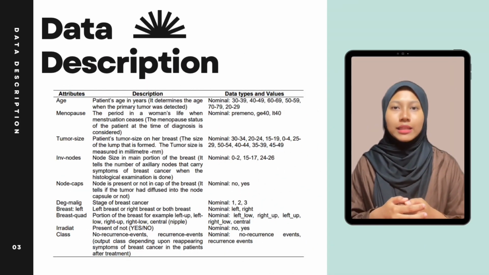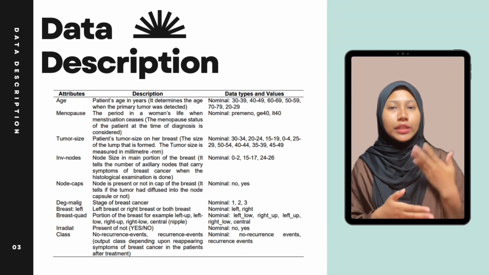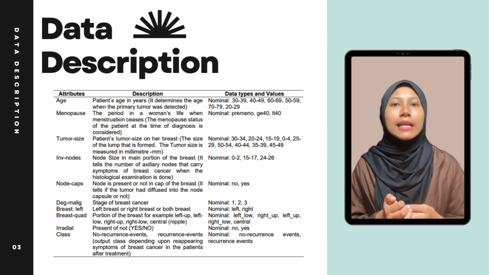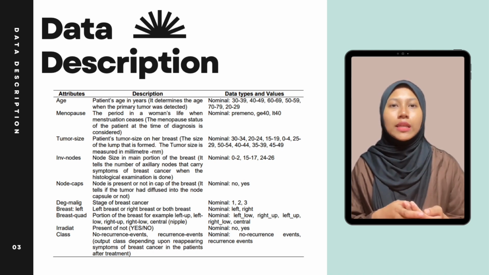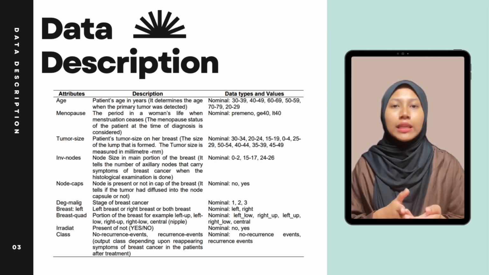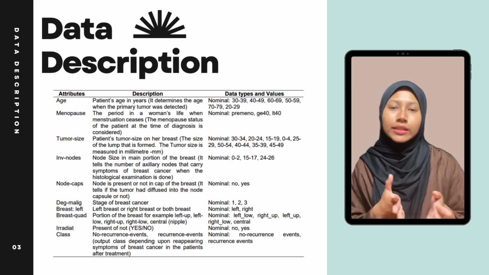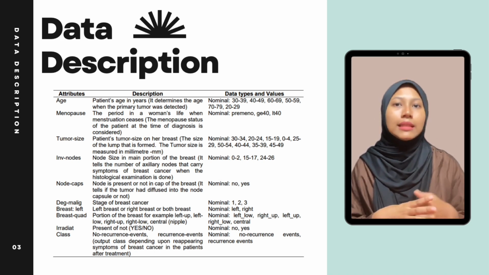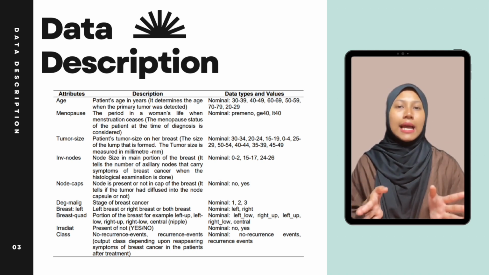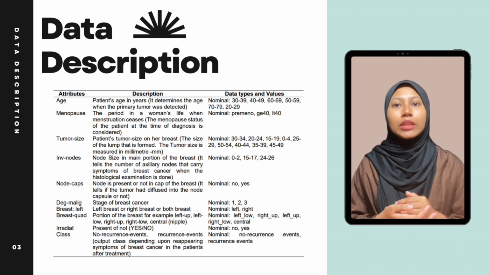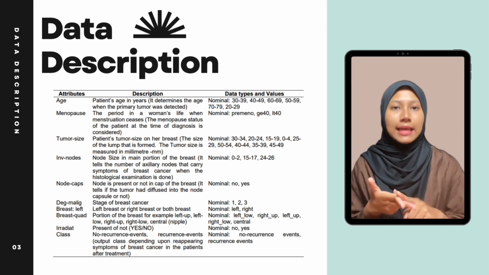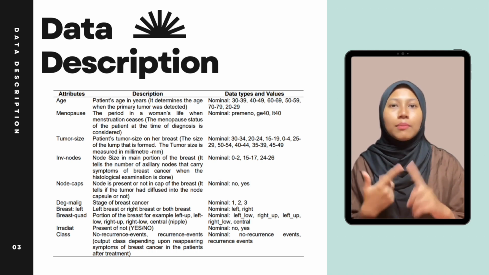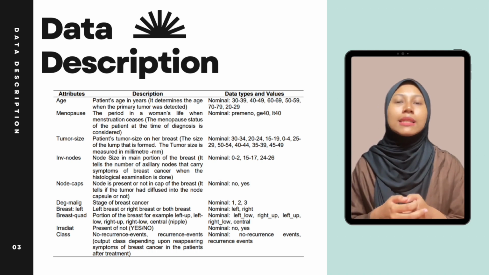Now, continue with the data description. For your information, the data for this research was collected from the UCI machine learning dataset. Initially, the original data consists of string values and numeric values. In order to enable the association analysis and others, we have transformed the data to nominal data type. As you can see in this slide, this is the breast cancer dataset description. We have 9 attributes, which are age, menopause, tumor size, inv nodes, node caps, deg malig, breast, breast quad, irradiat, and the last one is class.